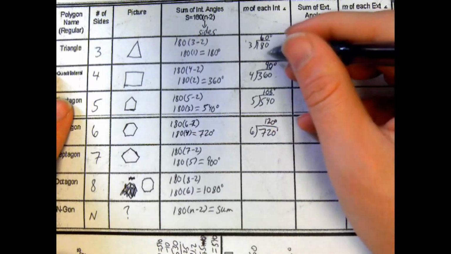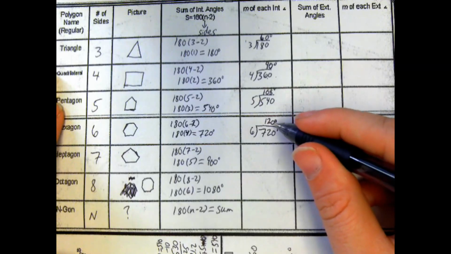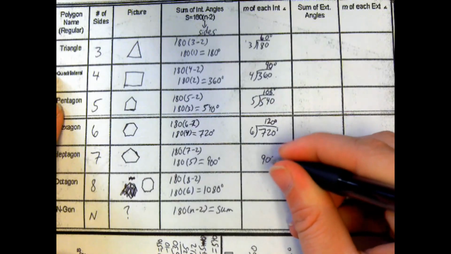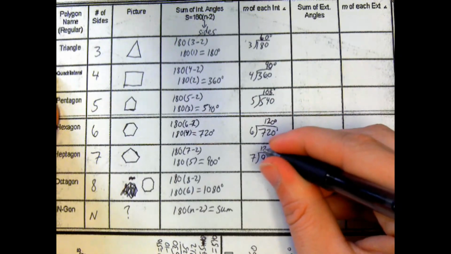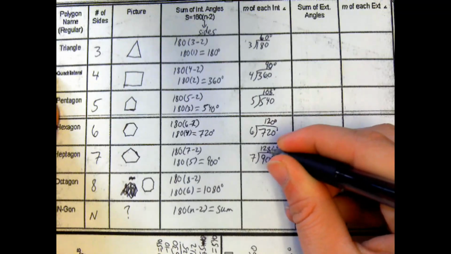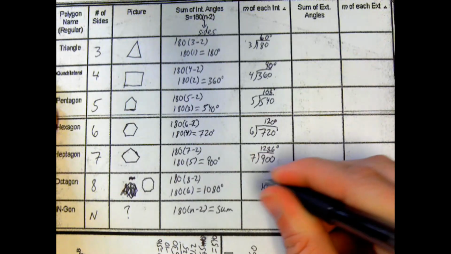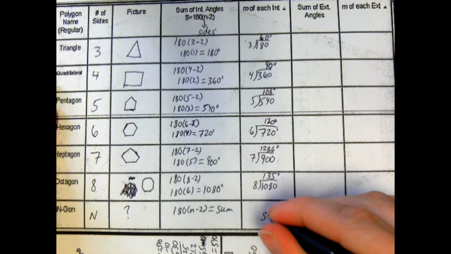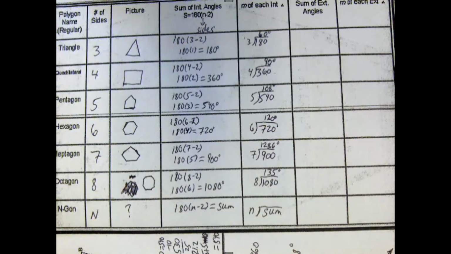So you notice that since this is getting bigger, even though we're dividing by a bigger number each time, each individual interior angle is larger for a regular shape with more sides. 900 divided by 7 is 128.6. Don't see a lot of heptagons, they're kind of weird, regular or otherwise. 1080 divided by 8 is 135 degrees. And then for any other shape, it's going to be the sum of the interior angles divided by the number of sides.